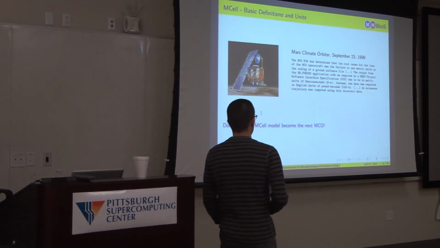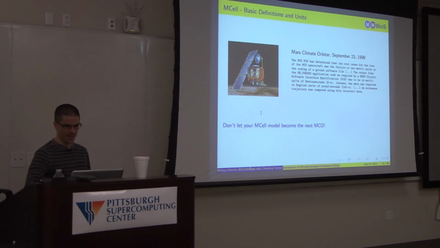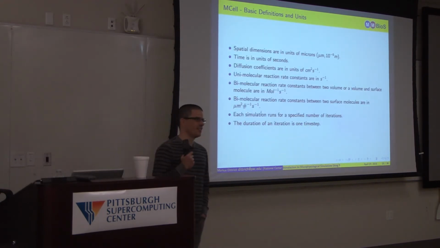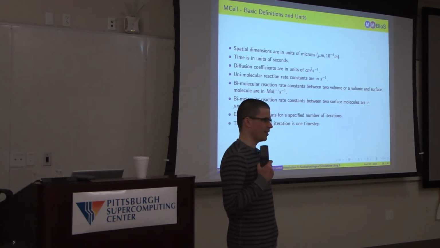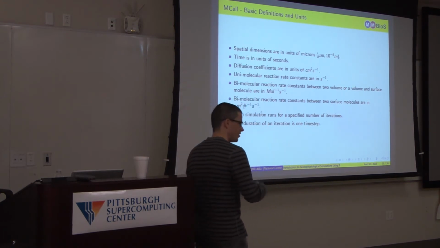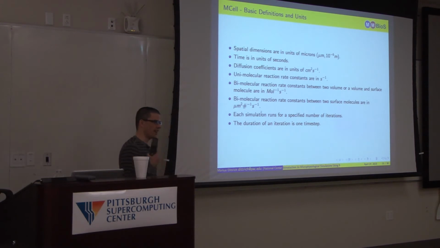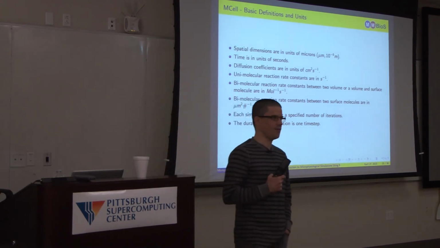And so don't let your MCell model become the next Mars Climate Orbiter. So units are really key to know about and to keep track of. And it's unfortunate, especially if you dig through the literature and look for values based on somebody's experiment, it's good to be very careful with the numbers that you extract and make sure they have the right units.